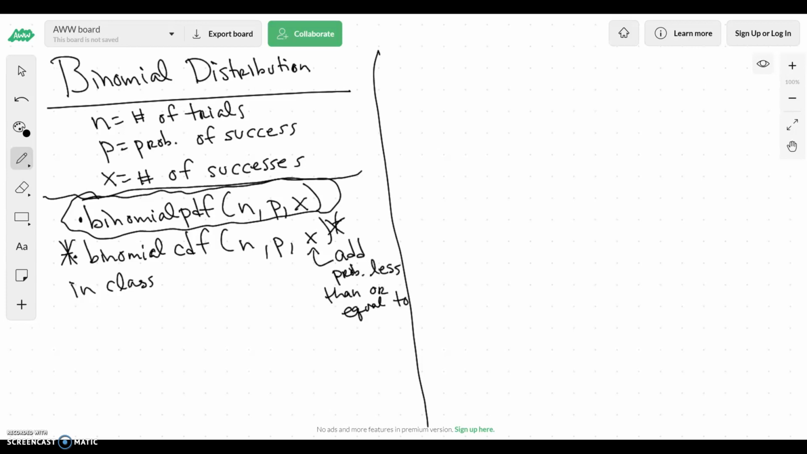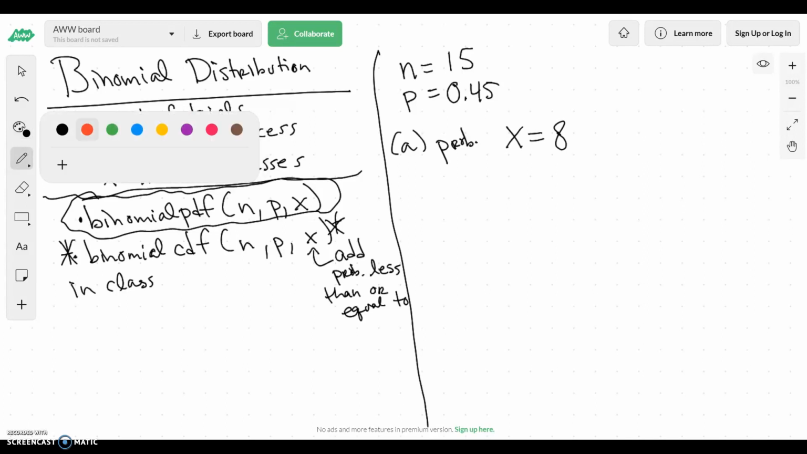So let's say, for example, let me give you an N. Let me give you a P. So let's say N was equal to 15. So maybe I was tossing a coin 15 times. The probability of getting heads is going to be 0.45. So let's say I want to figure out the probability that X is equal to, I don't know, let's say X was equal to 8. Okay, so now let's go ahead and see what we should do.